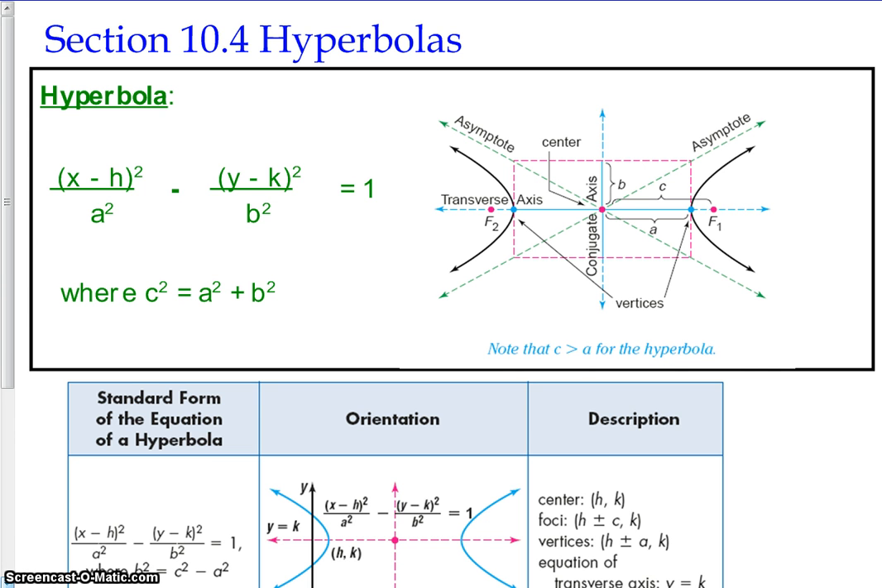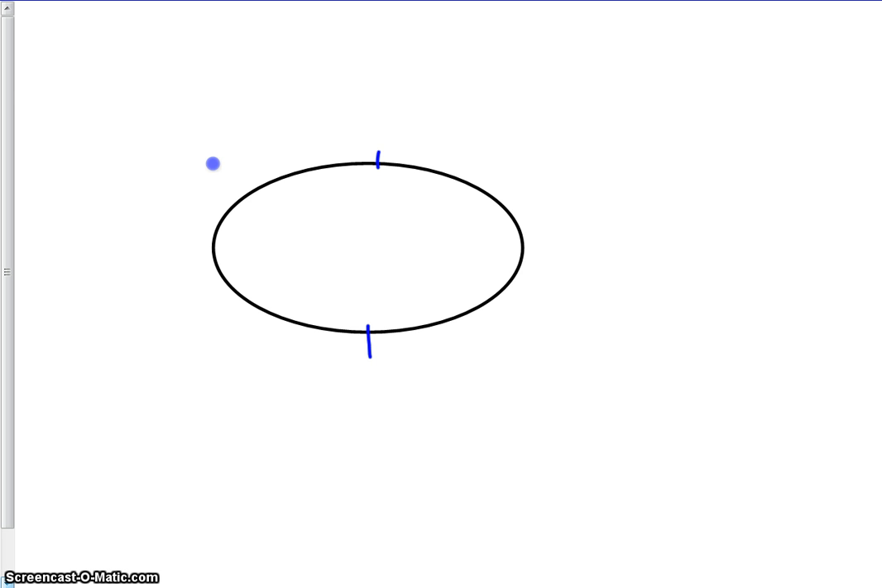Now, let me go back here. We're going to have a discussion. I'll draw an ellipse. Great, so there's my ellipse. A hyperbola is where, if I was able to cut this ellipse in half and took this half of it, I'm going to give it a try.